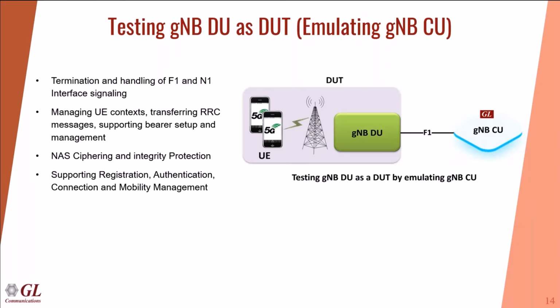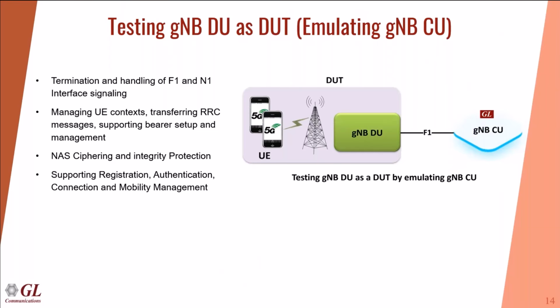This is one of the new additions to our GL protocol family, the new ORAN interface. Here we can generate F1 control plane and user plane signaling to test the DU. The DU distributes the signaling received from various UEs to the 5G core, so it connects to the CU, the control unit, via the F1AP interface. Then the CU connects to the AMF using the N1 N2 signaling.